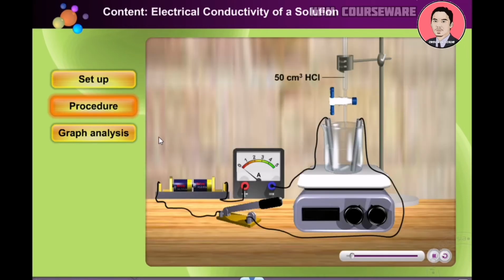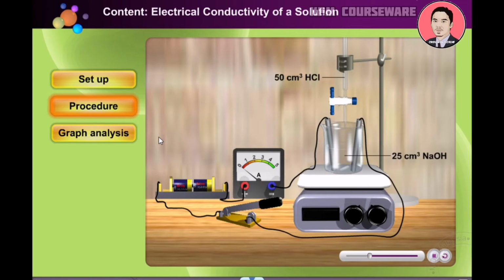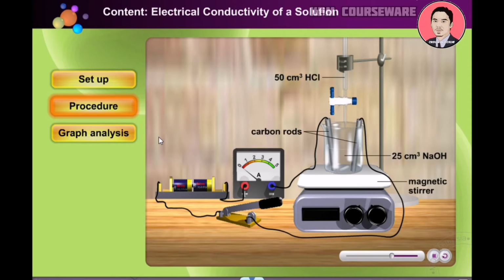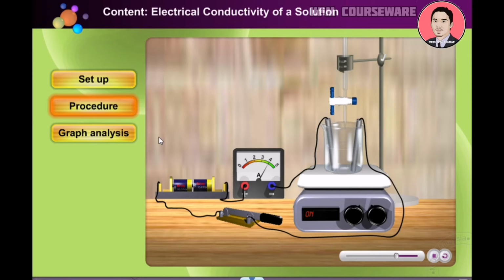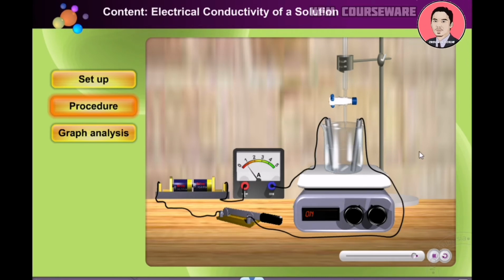Put 50 cubic centimeters of hydrochloric acid in a burette and 25 cubic centimeters of sodium hydroxide in a beaker. Then, prepare a normal setup for a titration, an electrolytic cell. Place a beaker of sodium hydroxide on a magnetic stirrer. Dip the carbon rods into sodium hydroxide solution. Close the circuit. Switch on the magnetic stirrer and adjust the acid flow from the burette into the beaker drop by drop. Record the ammeter readings and volume of acid added.